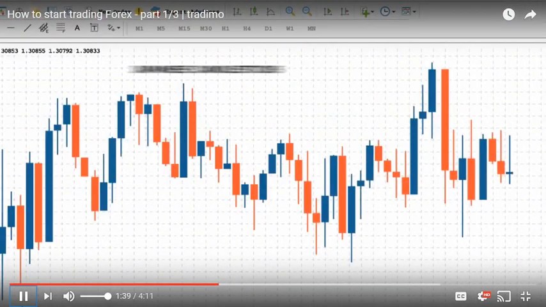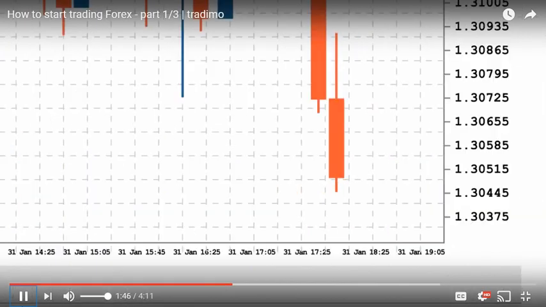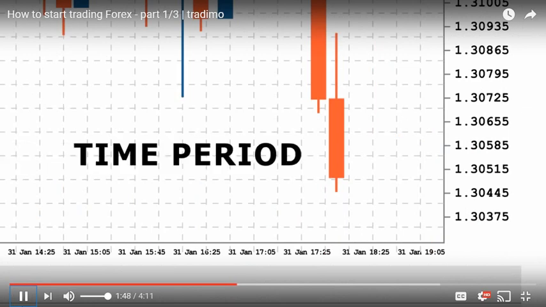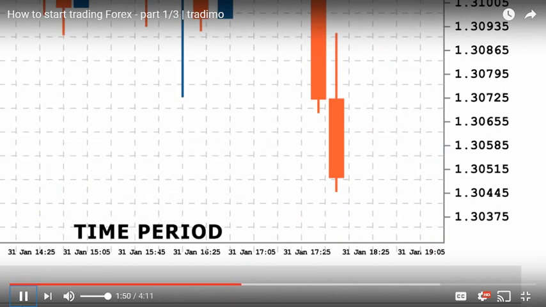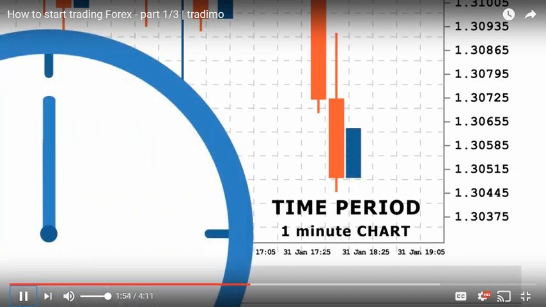These are Japanese candlesticks. They are a method of illustrating the price movement, and they tell us a certain amount of information. First of all, the candlestick represents a period of time. If we refer to a 1-minute chart or candle, what we mean is that each candle took 1 minute to form. After 1 minute, the candle will finish forming, and then a new candle will begin.